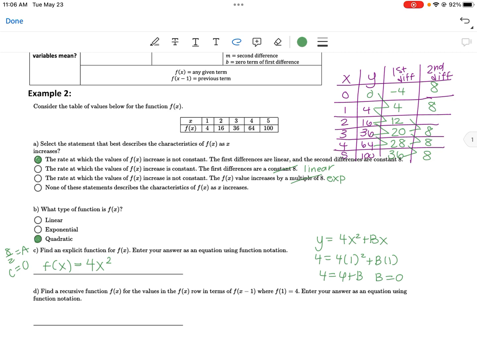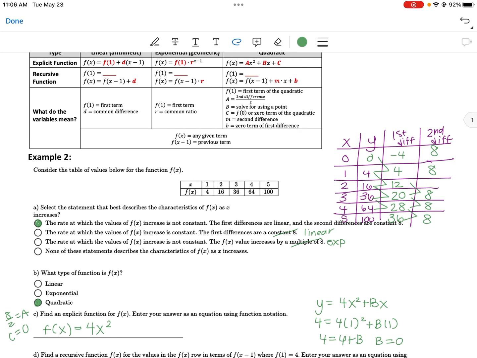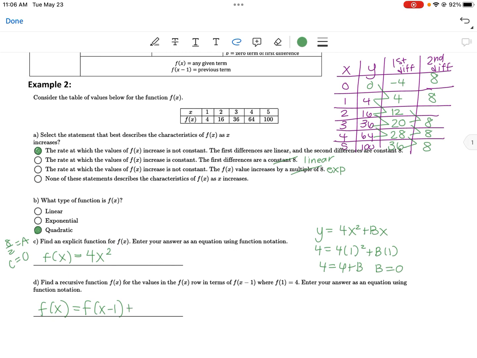Here it tells you the first term is 4, but I need to write that second part, f of x equals f of x minus 1. But then we're doing that plus mx plus b. So m is your second difference, which is 8, x, and then you need the 0 term of the first difference. So the 0 term of the first difference, when you go back there, it's negative 4. I assume at this point, if I asked you to graph it, you should be able to plot those x and y values.